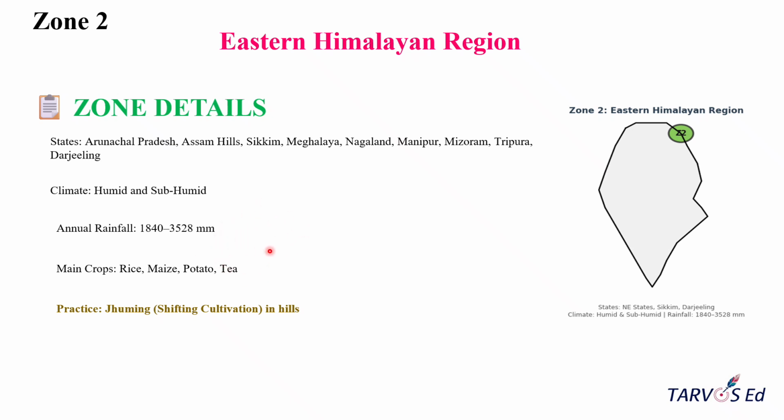Because of this, the main crops grown here are rice, maize, potato, and tea. Tea is a major cash crop, especially in Assam and Darjeeling, right? And one key practice in the hilly areas is jhum cultivation, also called shifting cultivation. Farmers clear a patch of forest, cultivate it for a few years, then move to a new patch. It is a traditional practice, but has environmental implications too.